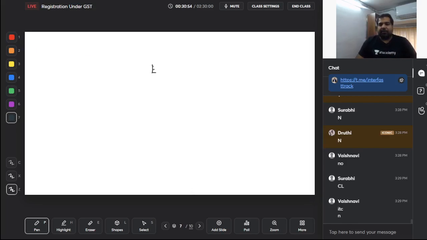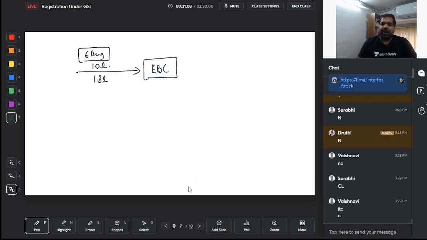Guys, this is an Electric Bike Company. They bought some batteries for 10 lakh rupees. They bought it today. Today is, let's say, the 6th of August. They bought it on the 6th of August, 10 lakhs, on which 1.8 lakh is the GST. Guys, will they want credit of this GST?